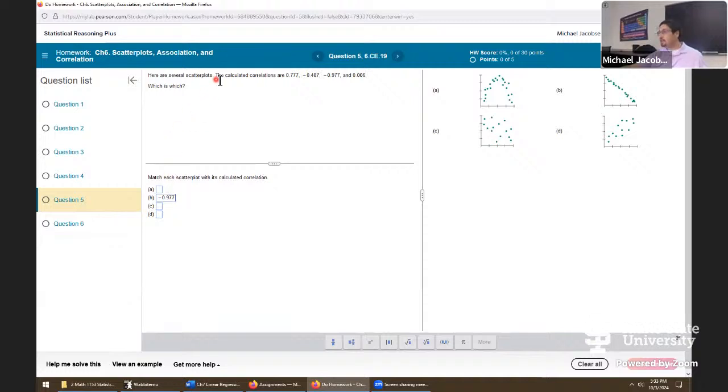So let's go through these again. Negative 0.487 is going to be the scatter plot with a downward direction like that one, but a whole lot more spread. It's got to be C. Would you all agree with that one? So C is in the negative direction with a lot of spread. So we'll go over here and say for C, negative 0.487. That takes care of that one. That one we're thinking is part A, but let's take a look at 0.777. It's got to go in the positive direction, not as strong as this one. Looks like D. Absolutely would agree with that one.